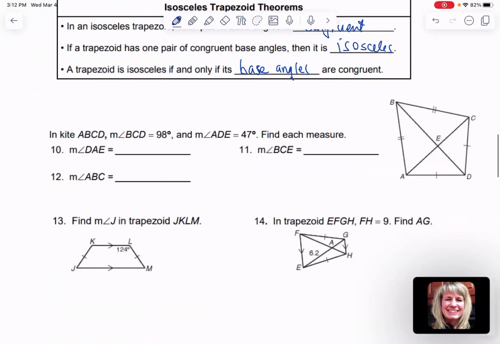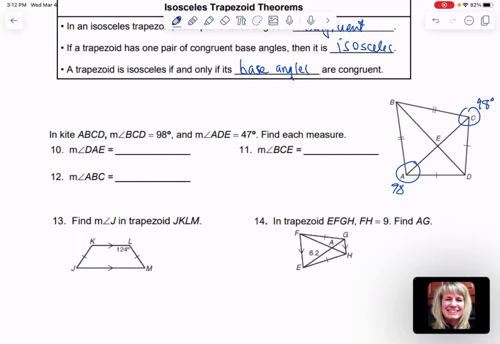All right, and another kite one in the middle of our trapezoid stuff. Sorry, y'all. In kite ABCD, angle BCD, which is this whole angle right here, is 98. Remember, the angles that are congruent to each other are the angles between the two legs that are not congruent. So that angle 98 will be the same as this angle here, because the opposite angles are congruent to each other. Just one pair of opposite angles in a kite are congruent.